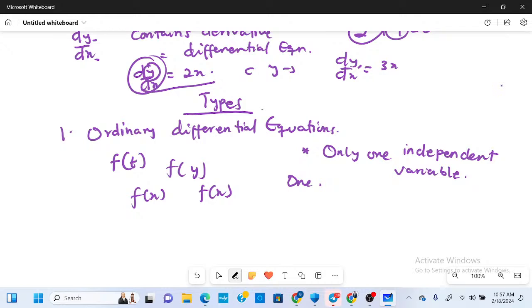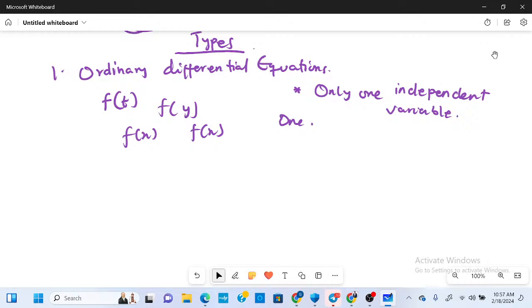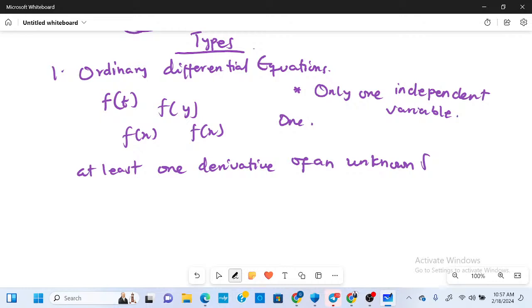So let's talk more about ordinary differential equations. When you say ordinary differential equations, these are types of equations which contain at least one derivative of an unknown function. For example, I have dy/dx + 2x = 0.